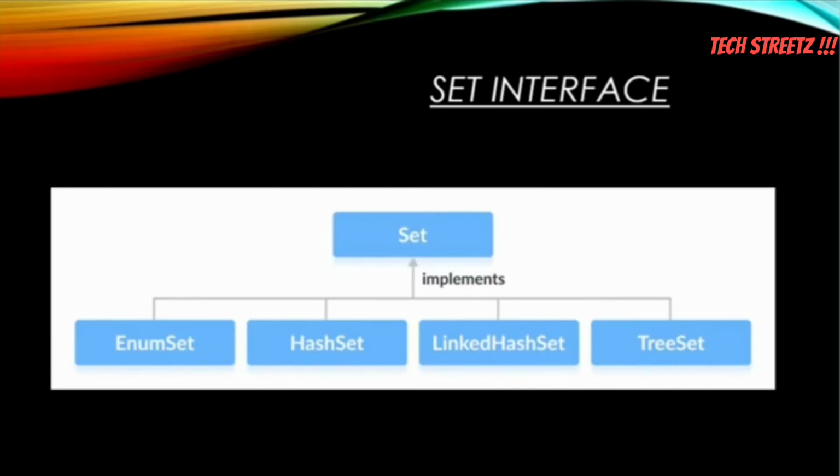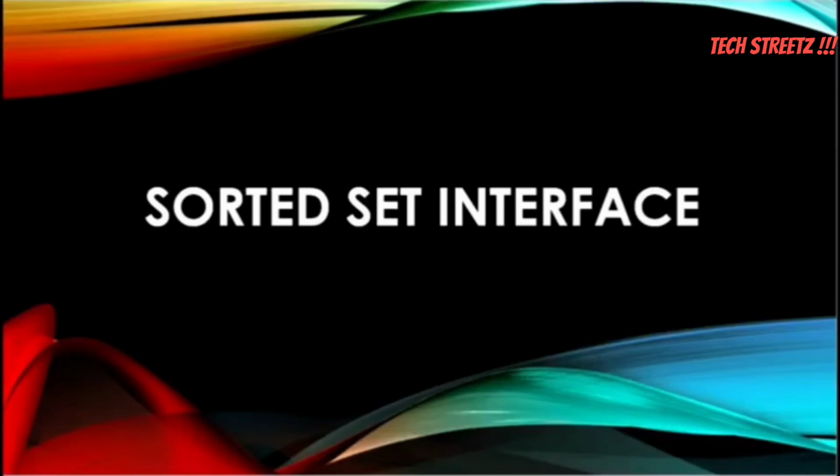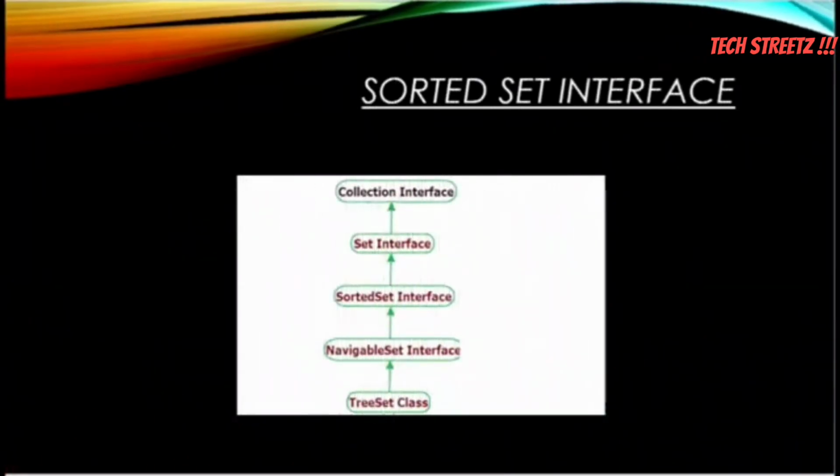We can create a set object with any of these classes because they all implement the set. The last one, sorted set interface. This interface resembles the set interface in appearance. The only difference is that this interface provides additional methods for maintaining element ordering. The sorted set interface is an extension of the set interface that is used to manage sorted data.